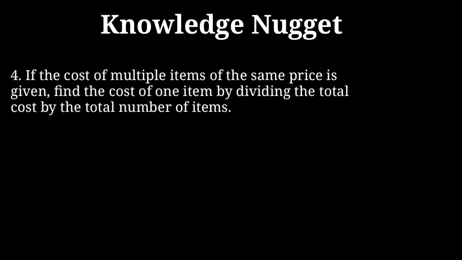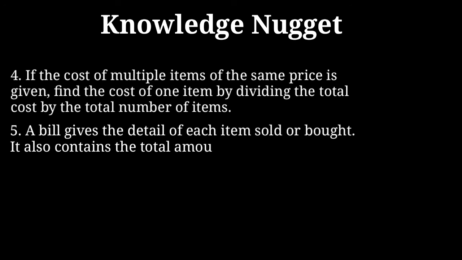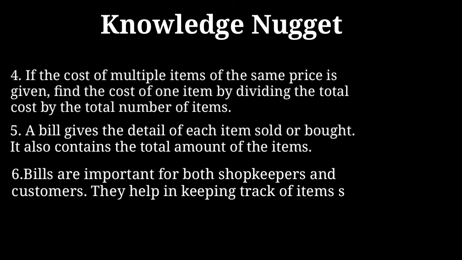And then next point, a bill gives the detail of each item sold or bought. It also contains the total amount of the items. So the bill itself gives all the details, which one was sold, which one was bought, and we can find that easily. And next one, bills are important for both shopkeepers and customers. They help in keeping track of items sold or bought and their prices. This is very important for both shopkeepers and their customers. It is helpful for the items which are sold and bought, and the price of each particular item, which we can also find easily.